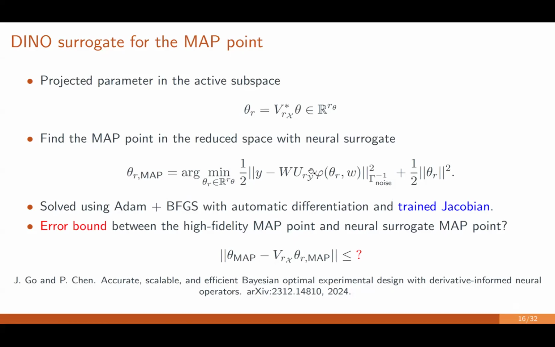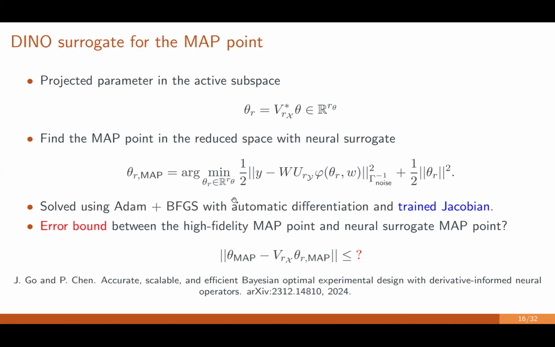So here you have the neural network surrogate in place of the full observable map, right? The input would be the relatively low dimensional parameter theta R, and the prior term becomes simply the Euclidean norm of theta R. So to solve this problem, it becomes quite cheap, essentially. You don't have to evaluate the full model.